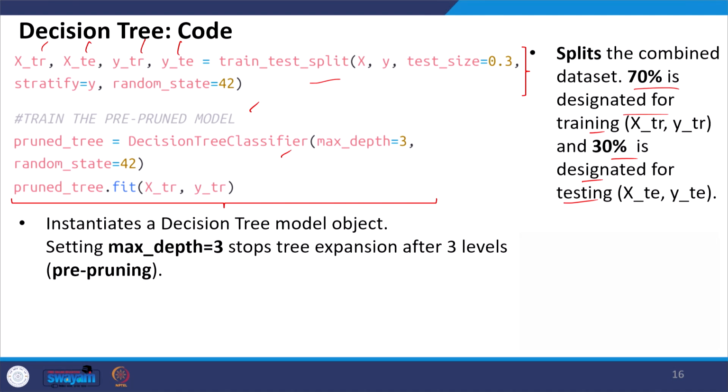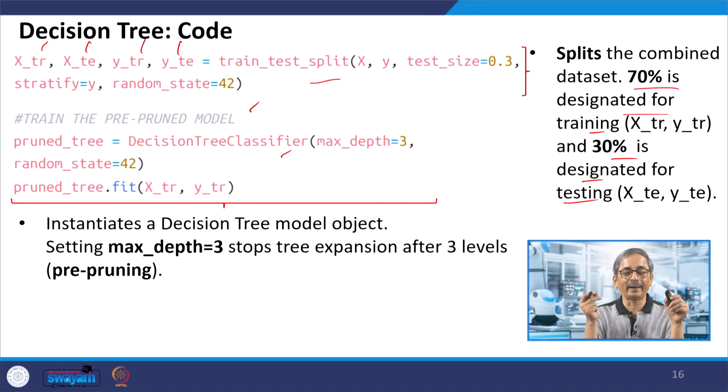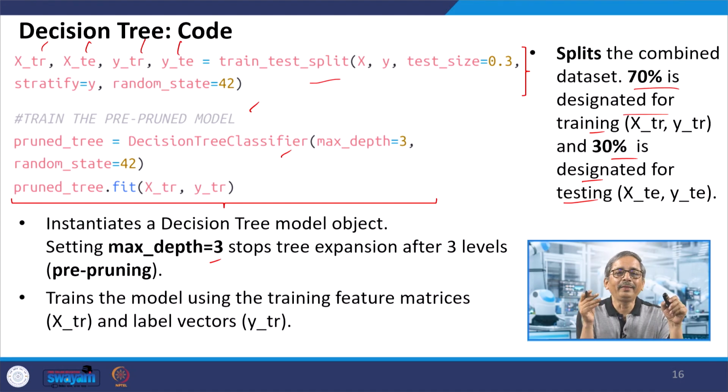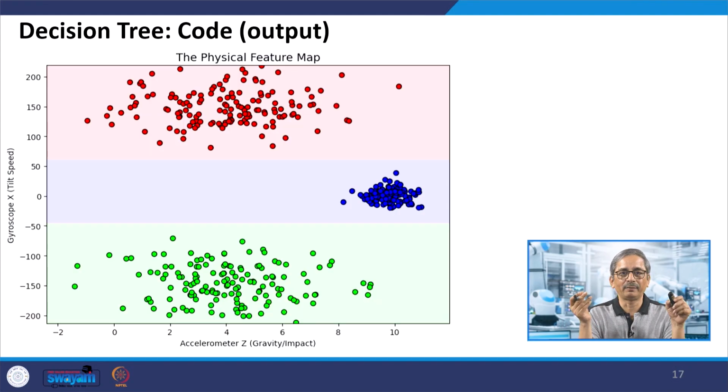In the decision tree model object, by setting the maximum depth to, say, 3, we stop the tree expansion after the third level. That is, we are doing the pre-pruning, and we train the model using the training feature matrix.